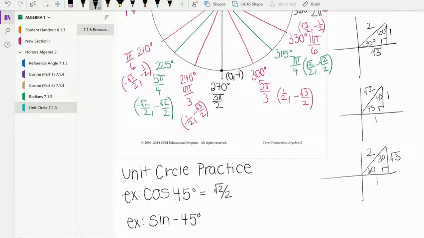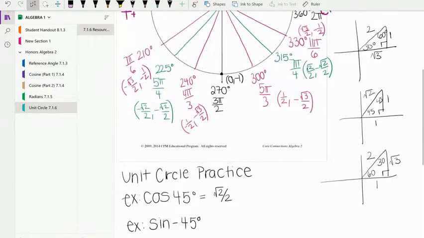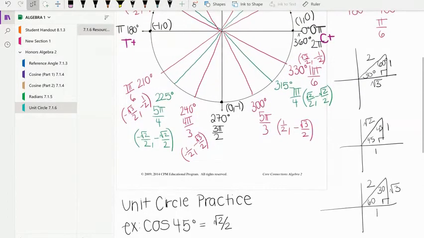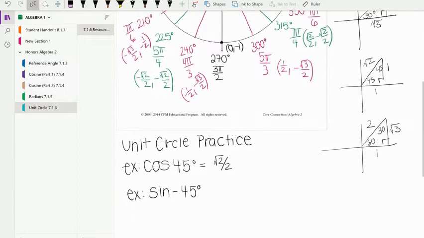Next, if we have, let's say, the sine of negative 45 degrees. Okay, well, the sine of negative 45 degrees is going backwards on the unit circle, so you're going clockwise. So the sine of negative 45 is also like the sine of 315 degrees. And again, sine is y, so you look at the y value, and it is negative root 2 over 2.